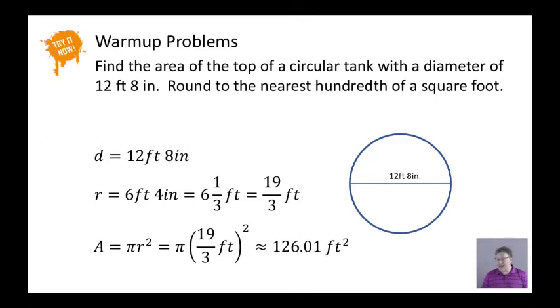And the way that we get the radius from the diameter is to simply cut it in half. So 12 feet 8 inches became 6 feet 4 inches. We then transitioned that from 6 feet 4 inches to 6 1/3 feet, or as an improper fraction, that's simply 19/3 feet. We can then just plug it into our formula here. A is equal to pi r squared, and so we're squaring that radius and then multiplying it by pi for an answer of 126.01 square feet.